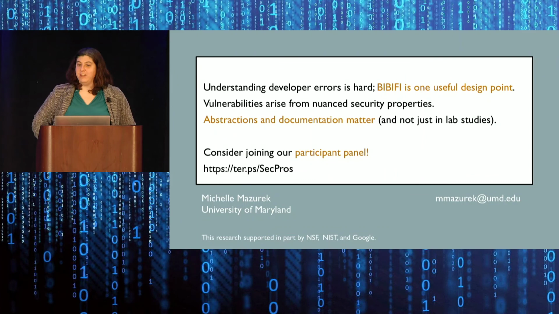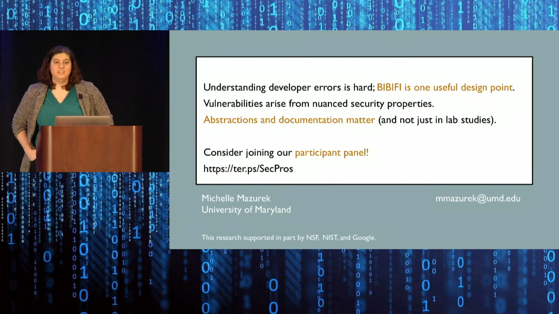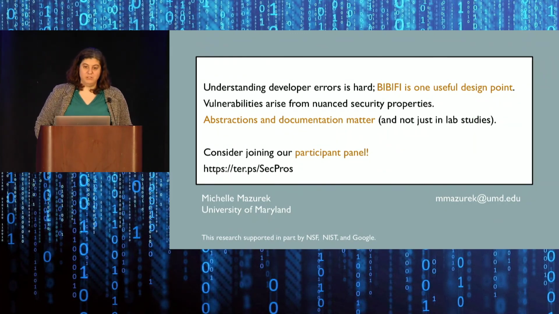And abstractions and documentation matter. So as I mentioned, I guess Yasmin was here last year talking about some of this stuff. It's nice to see that some of the same problems we've been finding in our lab studies about abstraction levels and documentation show up in this kind of study as well, which gives me some hope that these lab studies are actually reflecting at least some realistic conditions, which is nice.